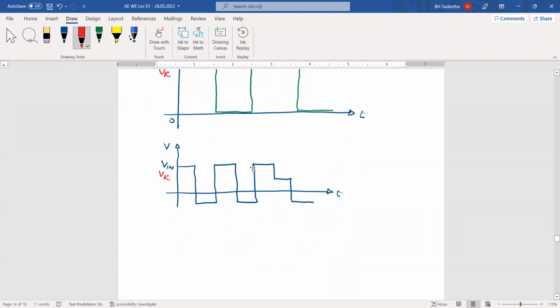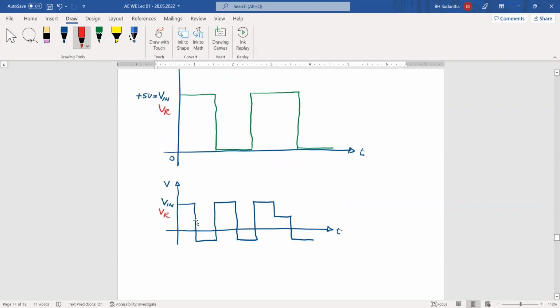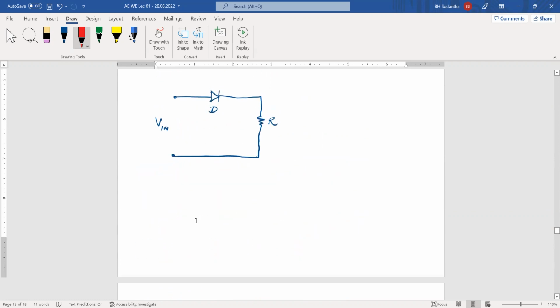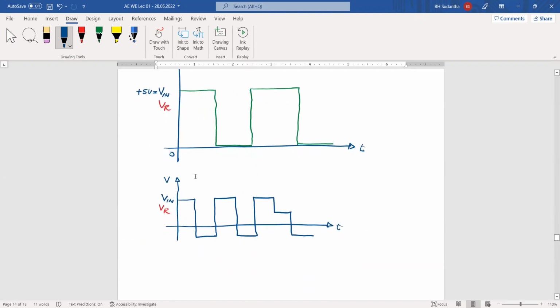Excuse me, sir. Yes. Can you show this circuit again for me? This one. We apply this Vin voltage here. Okay, sir. Thank you. Okay, then you can draw the output waveforms for this one.